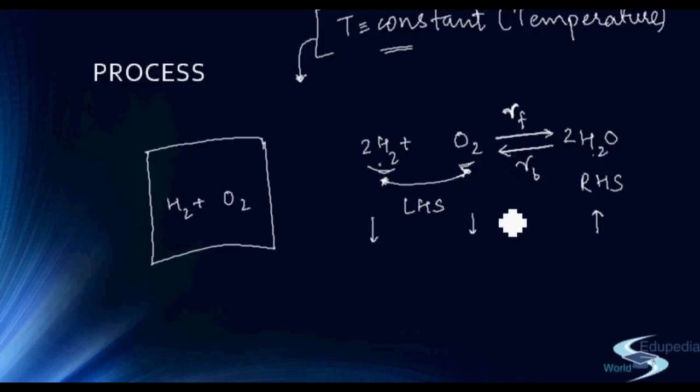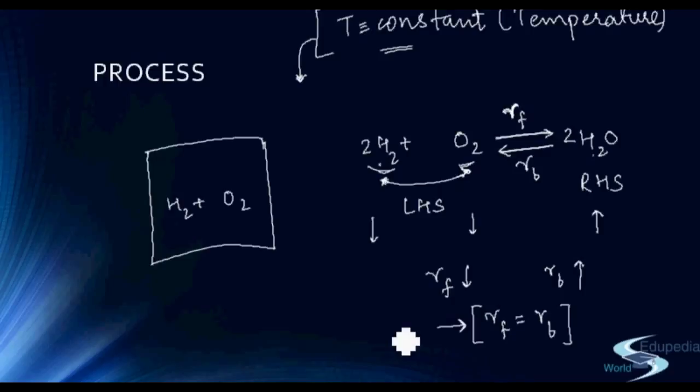So that means your rate of forward reaction will keep on decreasing and your rate of backward reaction will keep on increasing. Finally, there will come a time at which rate of forward reaction will be equal to rate of backward reaction. And when this time comes, the system is said to have achieved the equilibrium. Alright, we can see this whole phenomenon using a graphical approach as well.